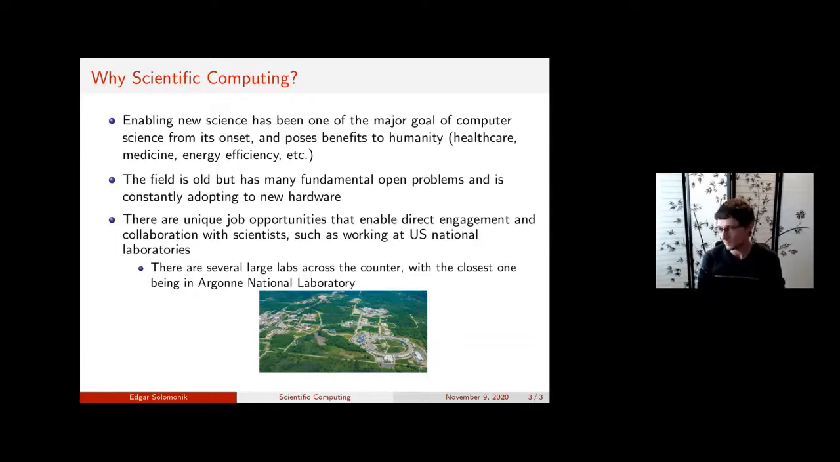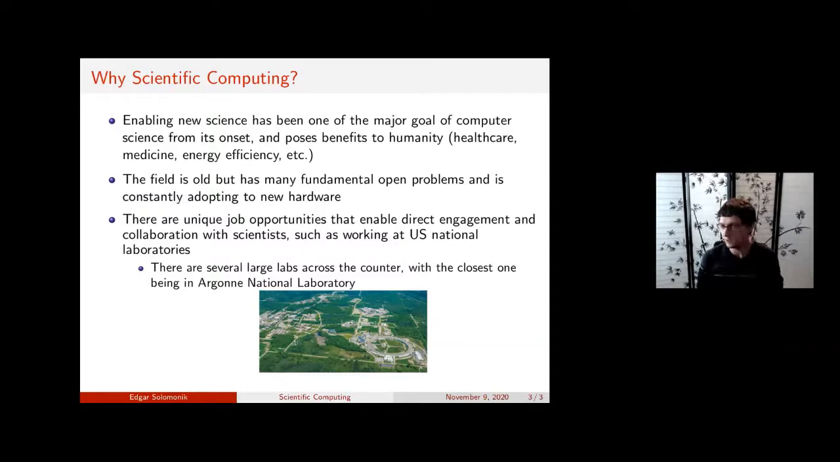And despite the fact that the field is old, there are so many challenges and problems here that research is ongoing and ever expanding. It's not necessarily bubbling at the speed that you see in some other fields of computer science, which to some degree come and sometimes also go, but it's been around since the inception.